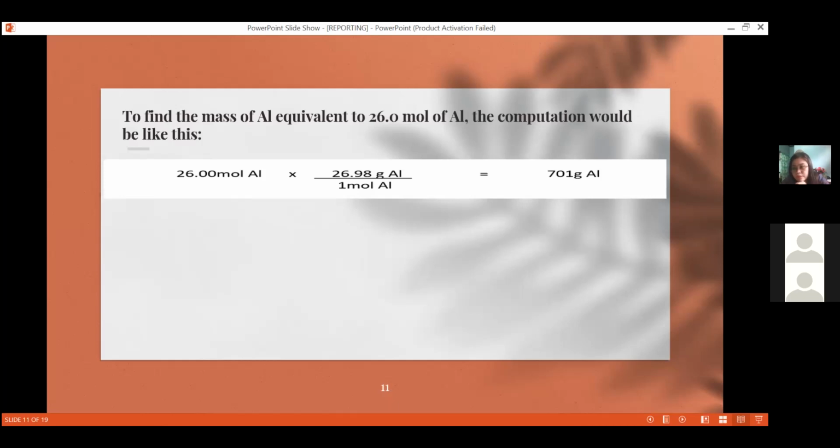And then, to find the mass of aluminum equivalent to 26.0 mole of aluminum, the computation would be like this: 26.0 mole of aluminum times 26.98 grams of aluminum over 1 mole of aluminum is equal to 701 grams of aluminum. So next is Milky.